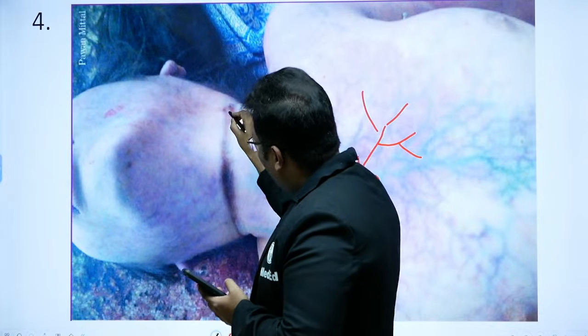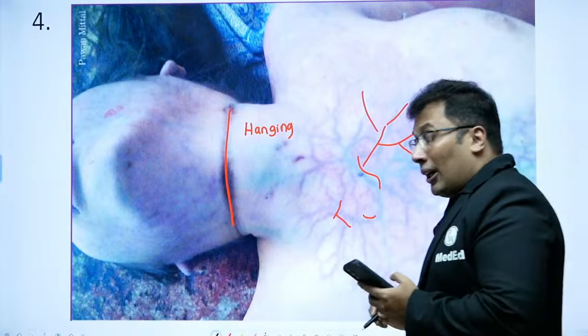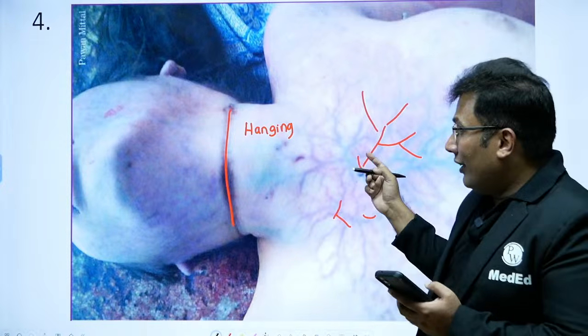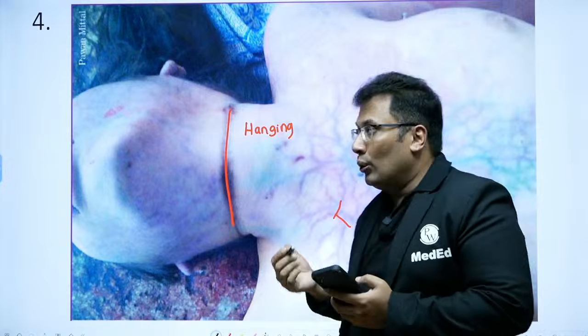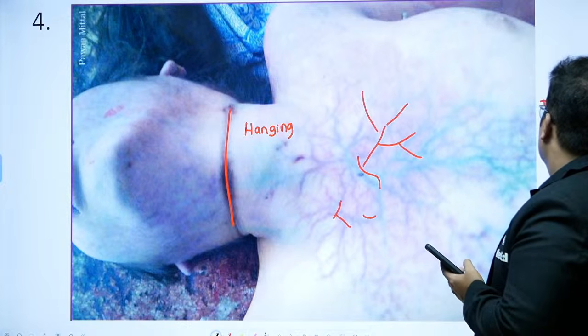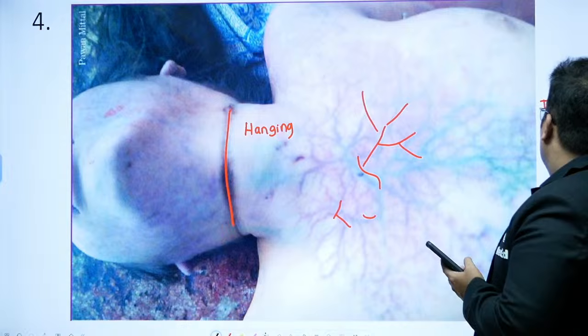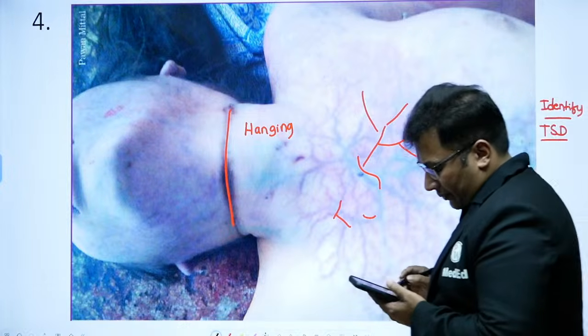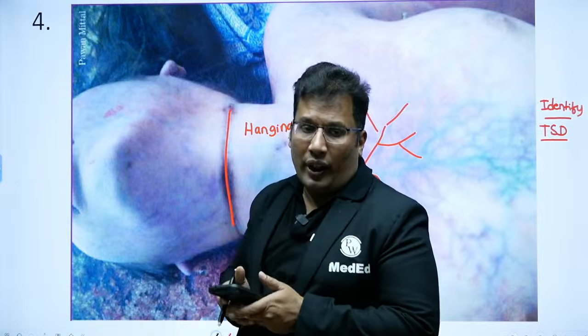What you can see here is the ligature mark, but during examination, what is this finding known as, and when is it going to appear? So two questions: identify it and time since death. Write the question number and try to answer.